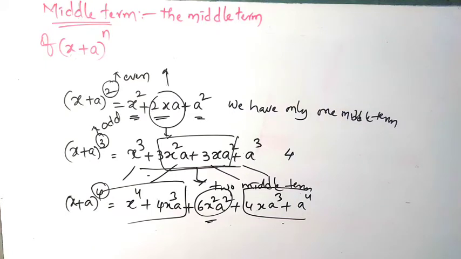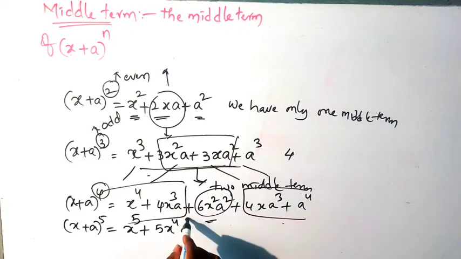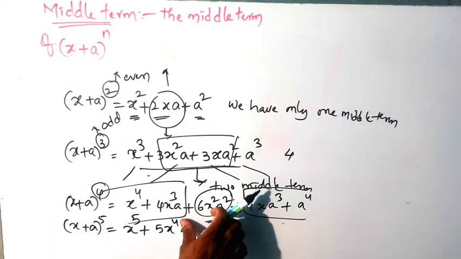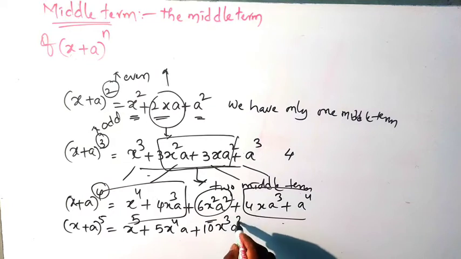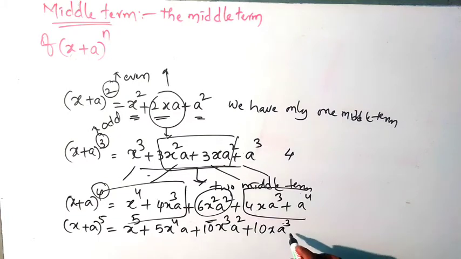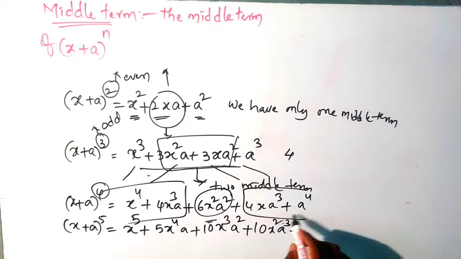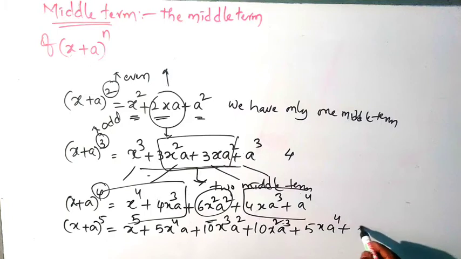Suppose we take (x + a) whole power of 5. So (x + a) whole power of 5, what is that? x power of 5 plus 5x power of 4 a plus 10x cube a square plus 10x square a cube plus 5x a power of 4 plus a power of 5 we get here. So this is the (x + a) whole power of 5 expansion.